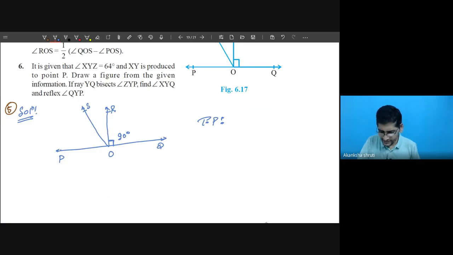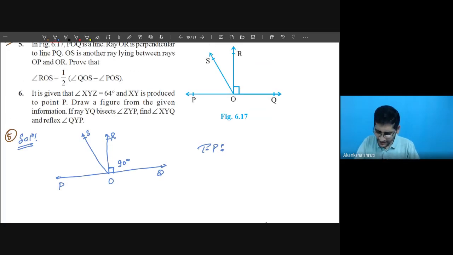I am directly writing. Student, understand this. What is to be proved is, observe from this figure and correlate with this figure. Angle ROS, where is angle ROS? ROS means this angle we need to calculate, in terms of which one? This is half of, take the bracket, angle QOS. Observe this. Where is angle QOS? QOS means it is the bigger angle. It is talking about this angle.